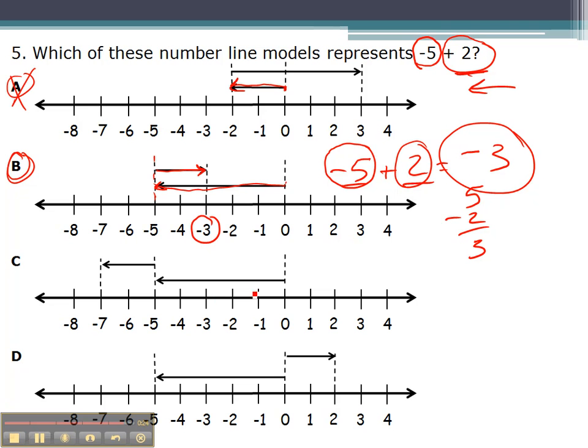Let's look at the other answer choices to make sure they don't make sense. This is negative 5, but then we're adding a negative 2. So that's why that one's wrong. And this is negative 5, but then the next integer doesn't start from where the boss leaves off, so this one's wrong. So the answer to 5 is B. Okay, pick up with number 6 in the next video.